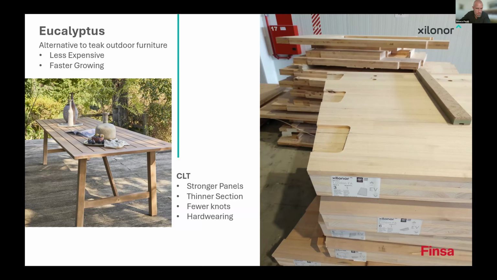It's something that Finsa has worked with in the past, not necessarily in this context at all. And so we started to explore the possibility of creating a CLT slab where the exterior layer was actually using eucalyptus, which is a more durable timber. So it's going to resist the elements better than the pine. It's also a much harder and more robust wood species. So this ended up being the avenue that we went down.